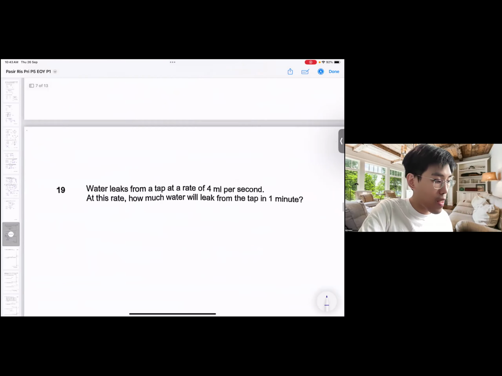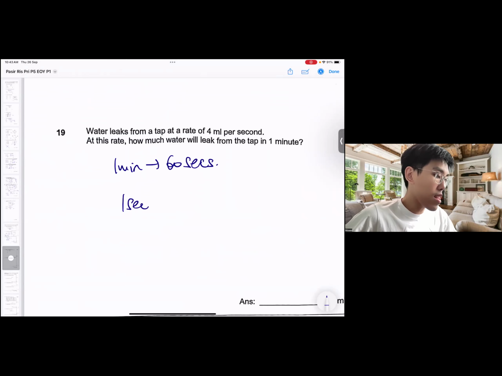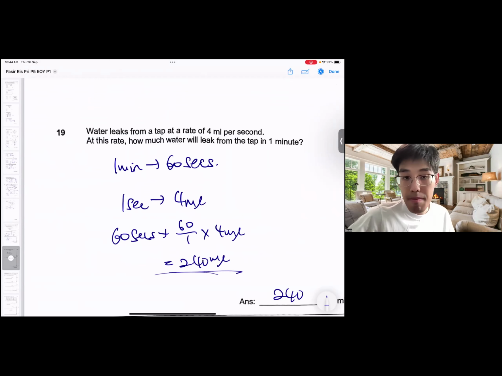Okay, next, water leaks from a tap at a rate of 4 ml per second. At this rate, how much water will leak from a tap in 1 minute? Okay, so understand that 1 minute is 60 seconds. So 1 second is 4 ml. 60 seconds will be how many? 60 divided by 1 times 4 ml. Answer 240 ml. Okay, very, very straightforward.